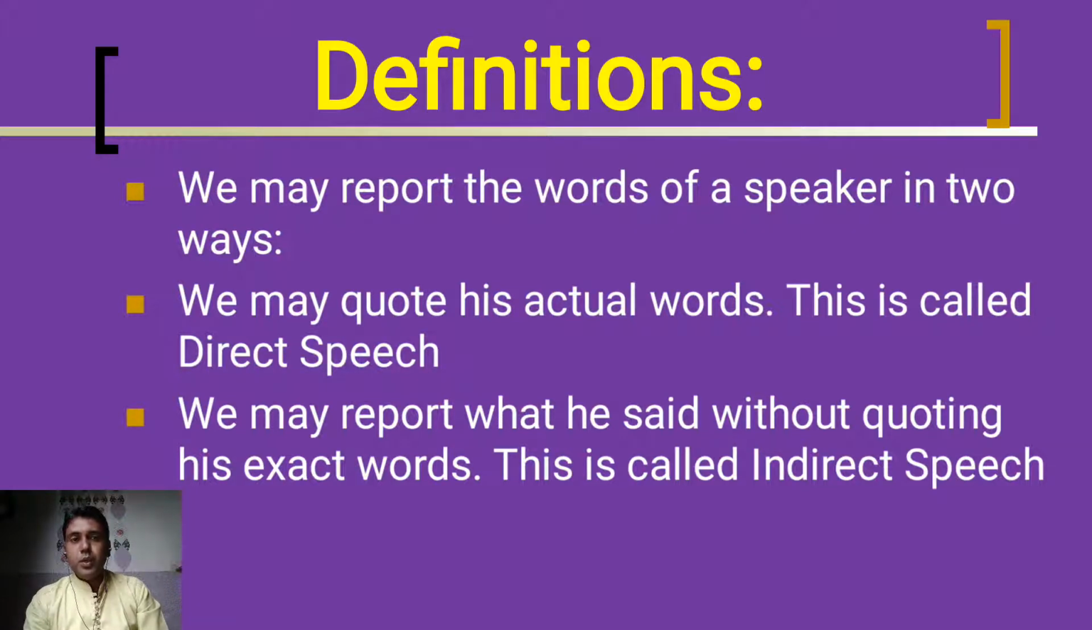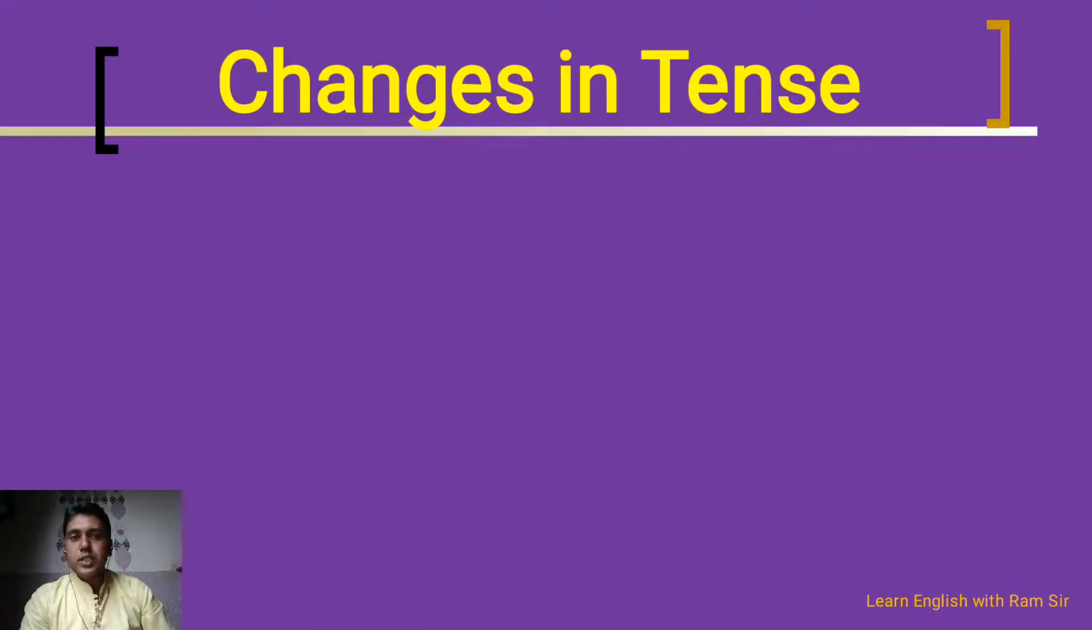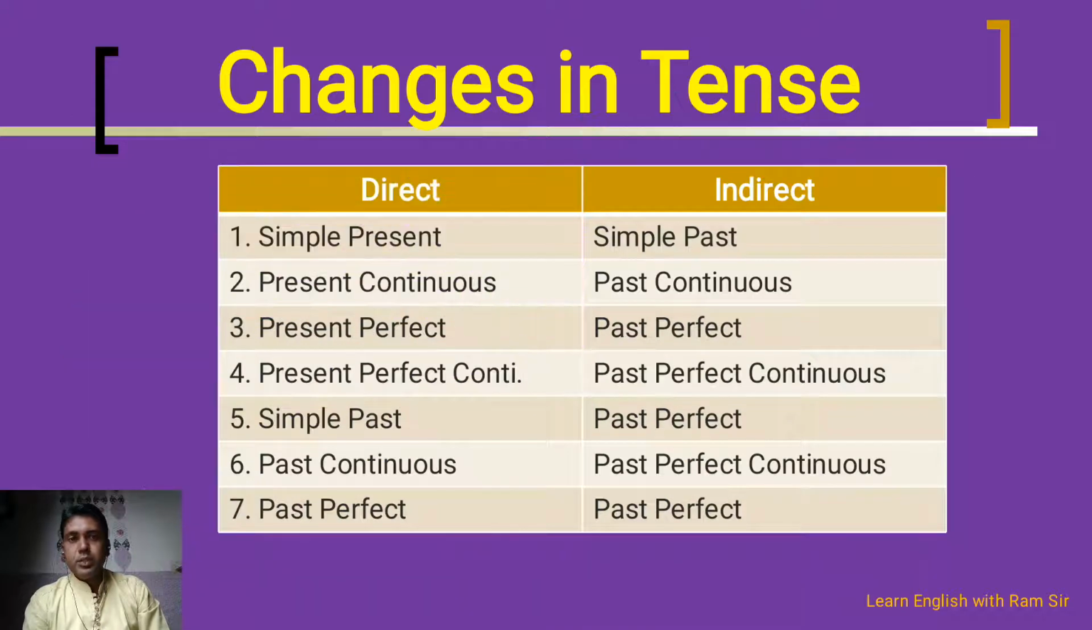So before going to start the actual direct to indirect of the sentences, it's very important to see the changes in tense. Whenever you are attempting this particular question, you should have command over the tenses, because without having command on the tenses, it's very difficult to solve such kind of examples. So changes in tense is like this. According to this particular table, this table is very important.